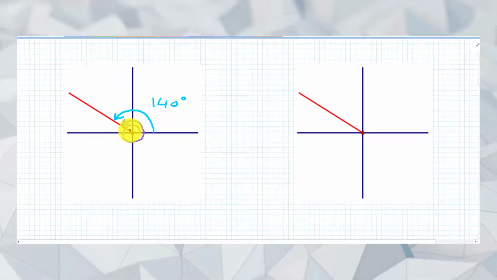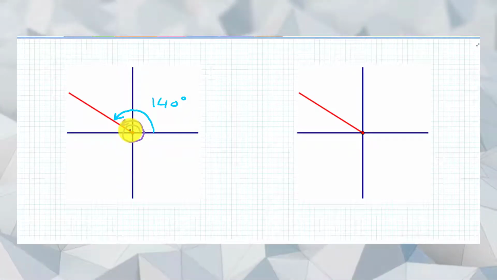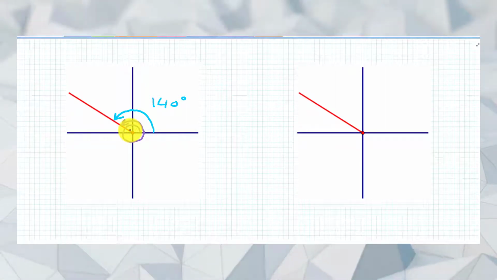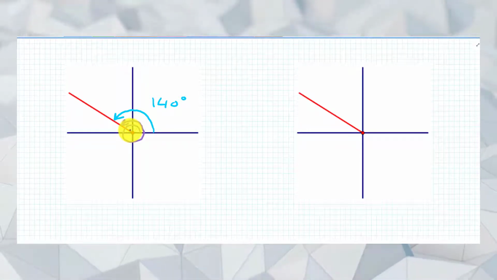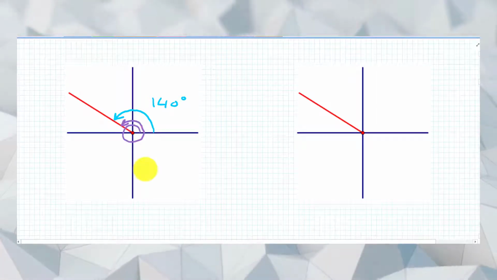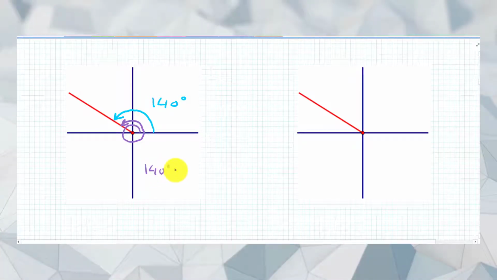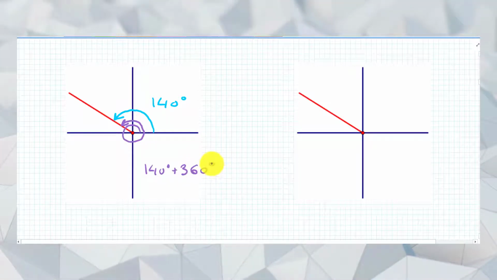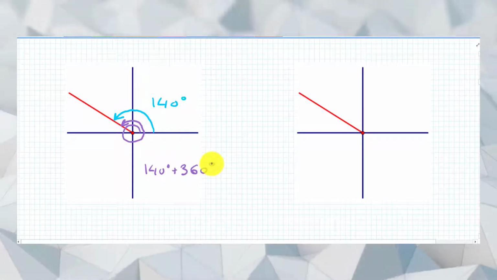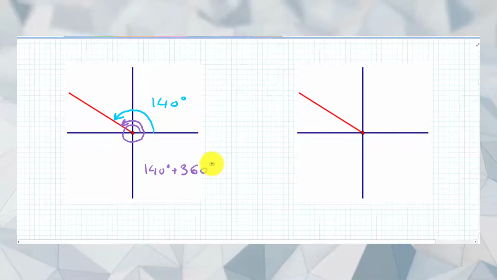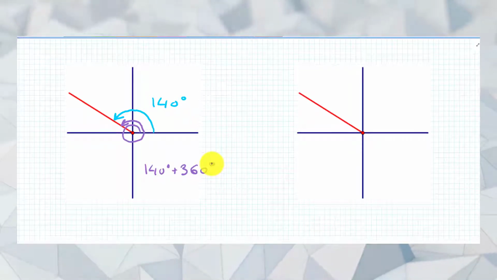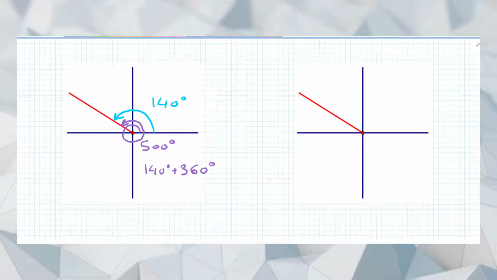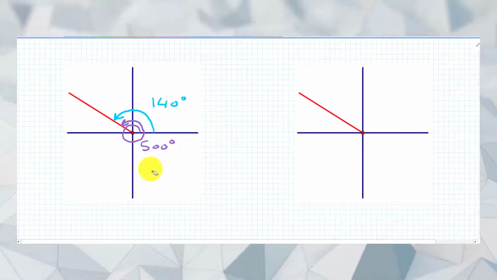Well, we've seen in the previous lecture that one full revolution counterclockwise measures 360 degrees. So what have I done to the first measure of my angle? I've added one full revolution, added because it is counterclockwise. So the measure of the new angle is 140 degrees plus 360 degrees, and that is 500 degrees. Here we go. That's another way to measure this angle.